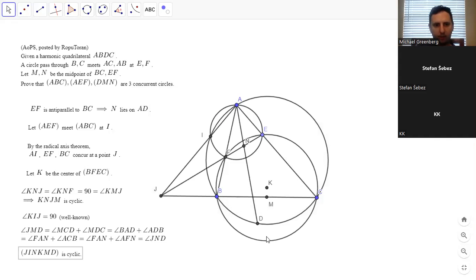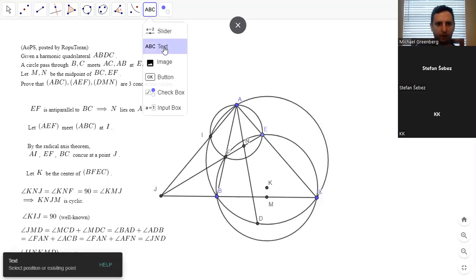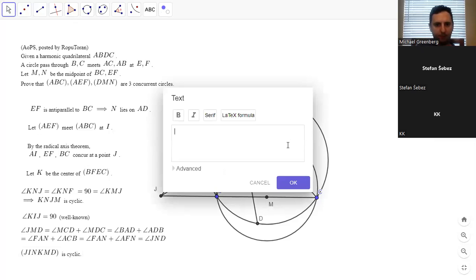Okay. And therefore, those three circles concur at point I. So we have ABC, AEF, and DMN concur at I. All right.